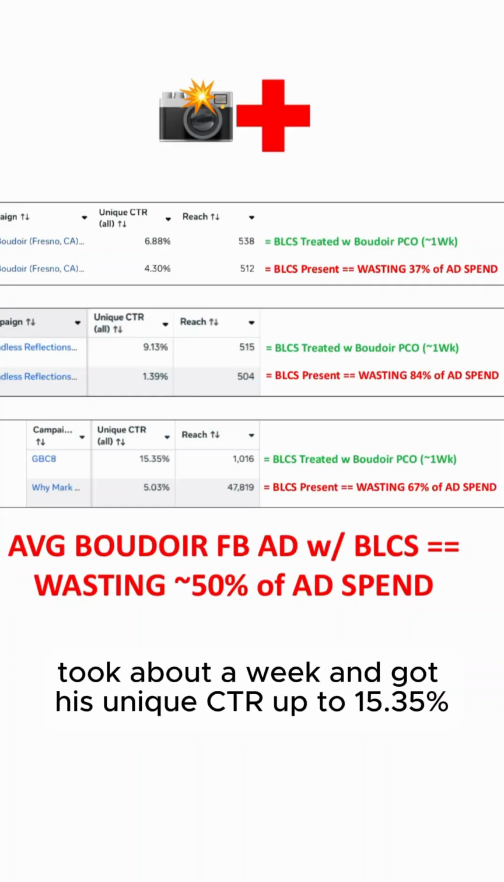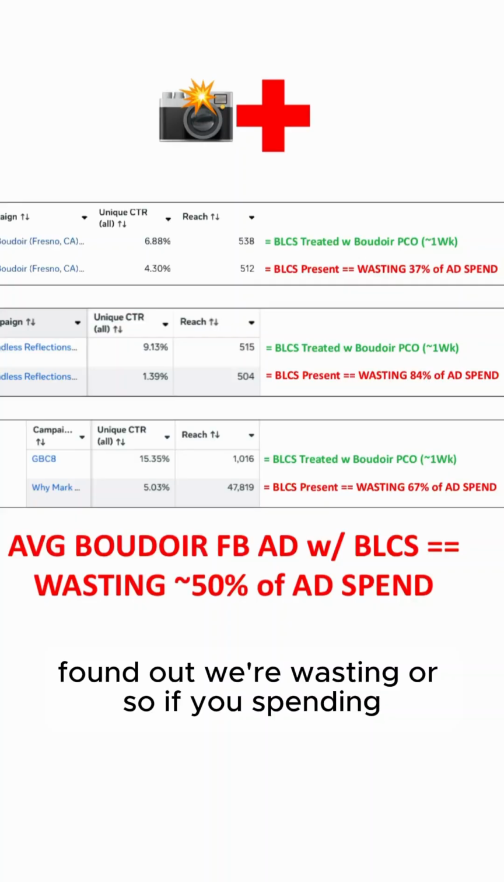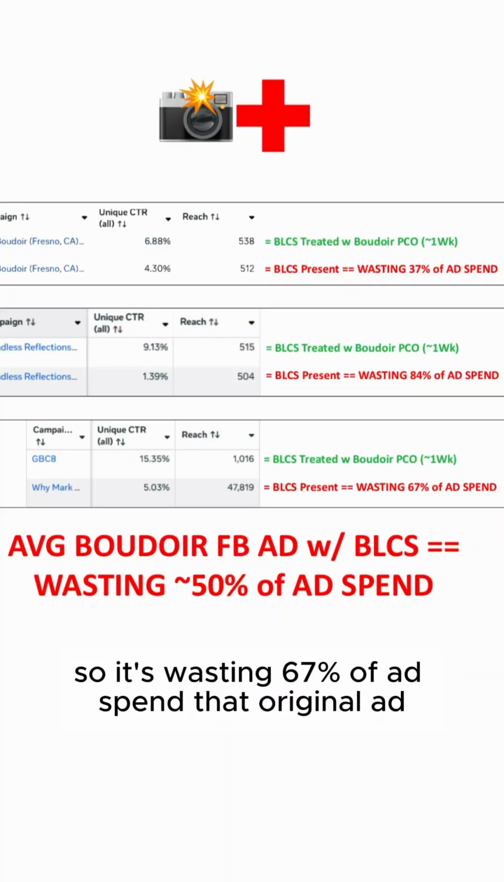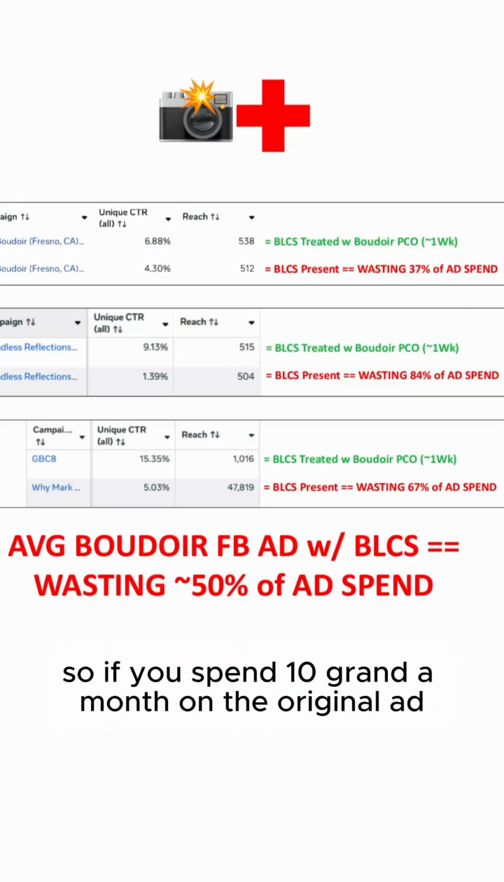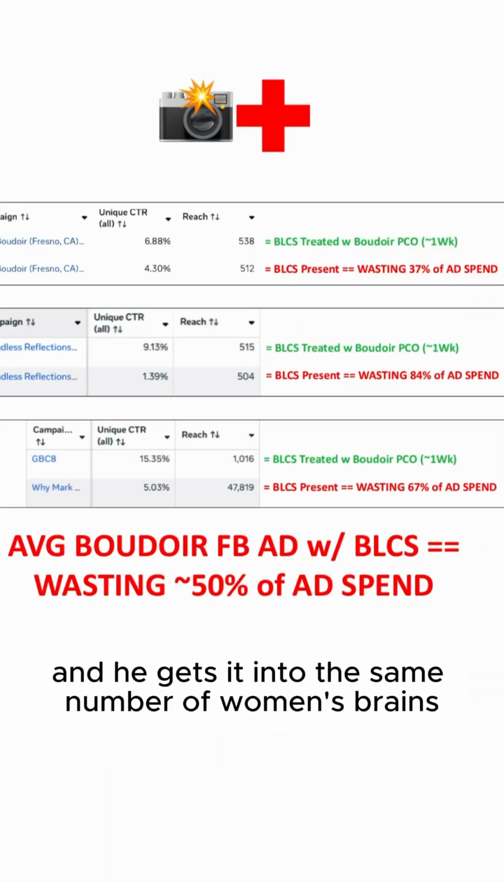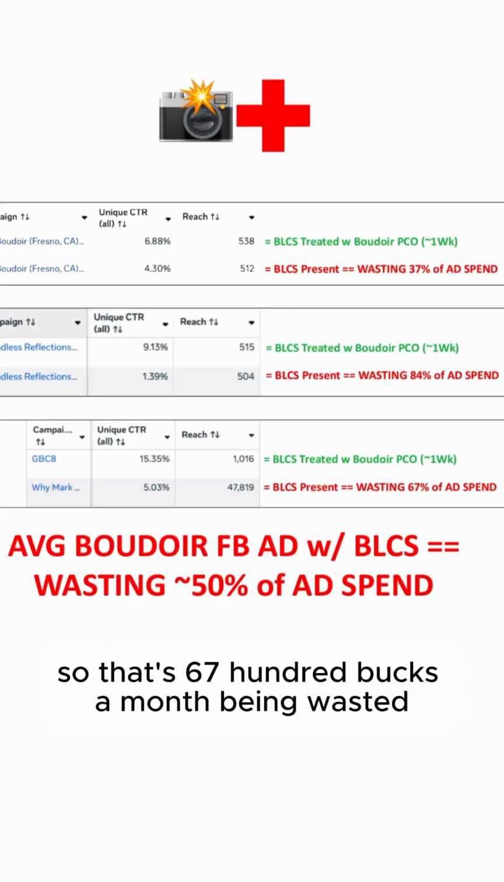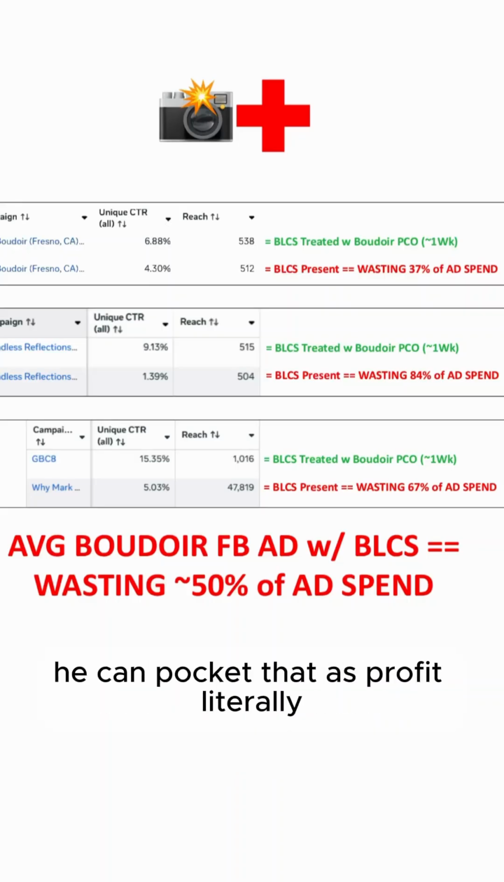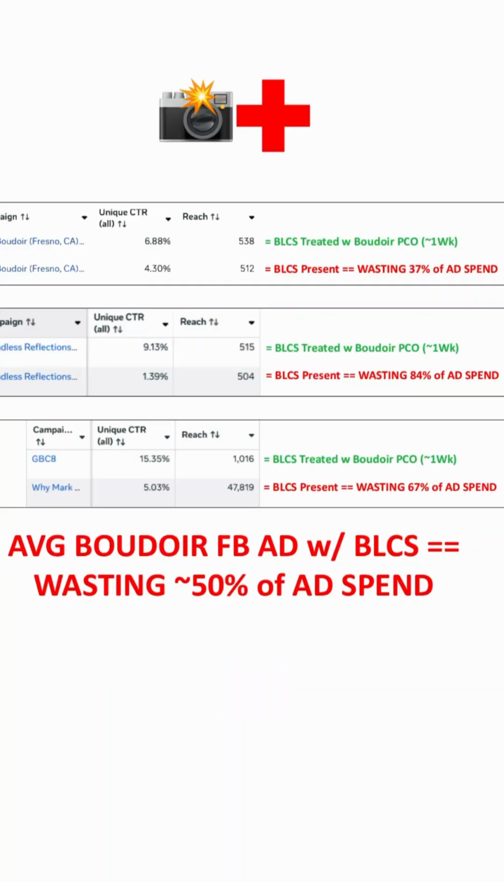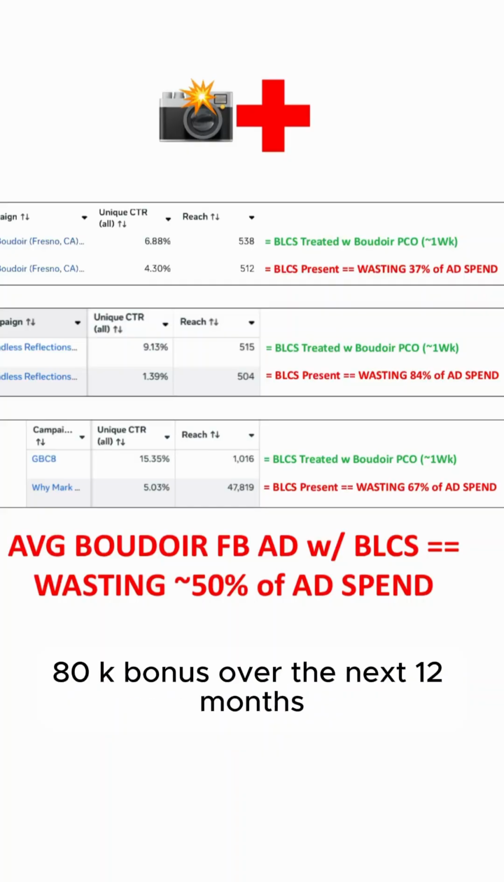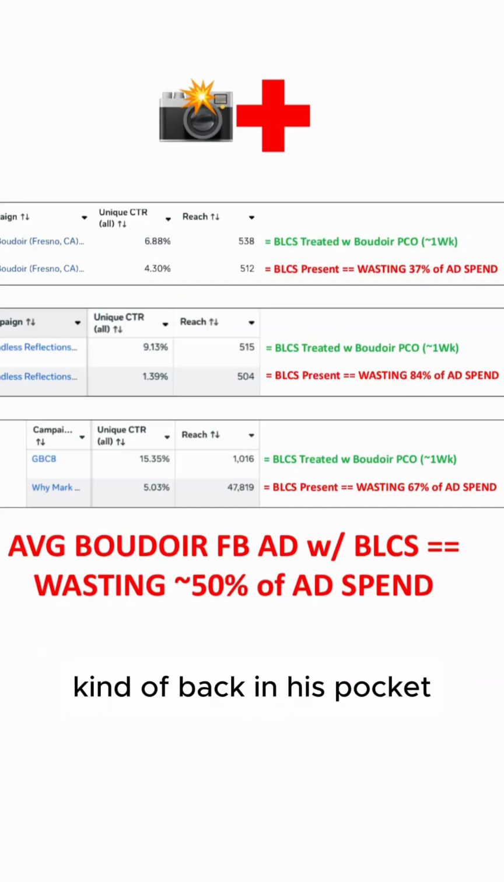Treated with Boudoir Pico, took about a week and got his unique CTR all up to 15.35%. So we found out he was wasting 67% of ad spend on that original ad. If he's spending 10 grand a month on the original ad, now he only has to spend 3,300 bucks a month on the Boudoir Pico treated ad, and he gets it into the same number of women's brains in both scenarios. So that 6,700 bucks a month being wasted, he can pocket as profit, literally every single month. So it's like an 80K bonus over the next 12 months, back in his pocket.